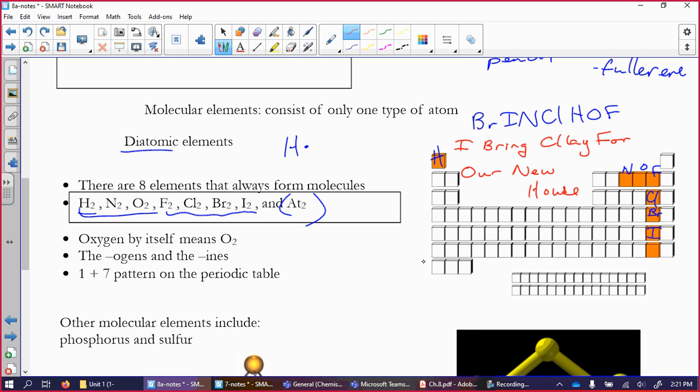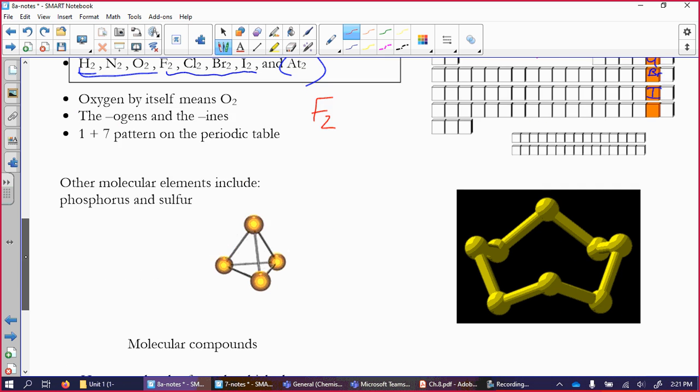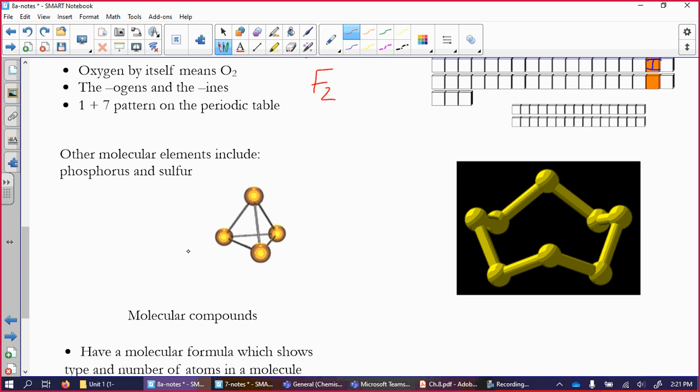These exist when we get to the further chapters. If I say I want to know how many moles of fluorine there is, we're talking about F2, not F, or what a molar mass is. Those exist as diatomic molecules. There's other things that are heteronuclear, but they're bigger.